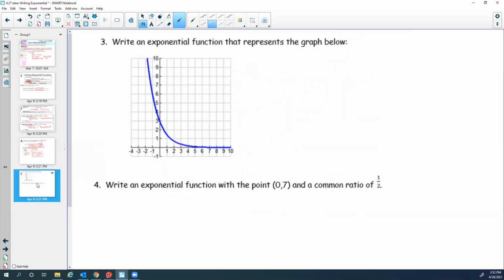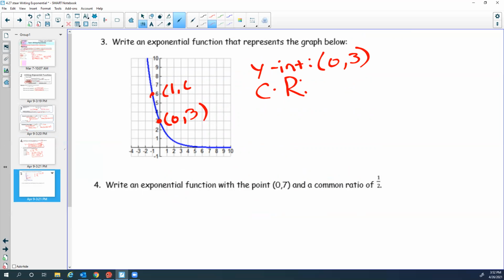Next, write an exponential function that represents the graph below. Well, again, I need a y-intercept and I need a common ratio. My y-intercept here is (0, 3). For my common ratio, I need some coordinates. This is (0, 3). I have another coordinate here at (1, 6). So in order to get from 6 to 3, what do you have to multiply 6 by? Well, 6 times 1/2 equals 3. So that right there is my common ratio. Final answer is 3 times 1/2 to the x power.